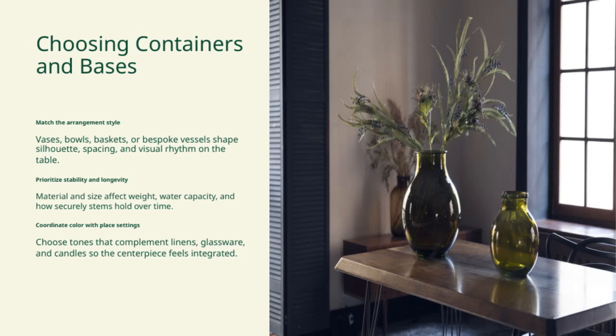When choosing tones for your centerpieces, it's important to select colors that complement the linens, glassware, and candles on the table. This helps create a cohesive, integrated look that ties everything together beautifully. Next, consider coordinating the color of your floral arrangements with the place settings. This subtle matching reinforces the overall theme and makes the table look thoughtfully put together.